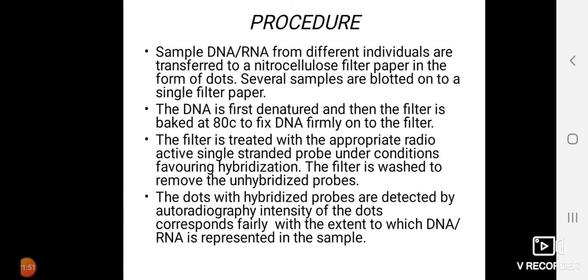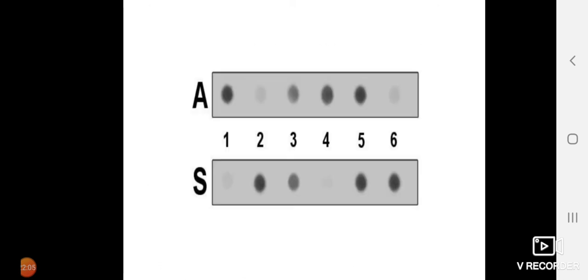The dots with hybridized probes are detected by autoradiography. The intensity of the dot can also be used for quantitative determination. So you can see how the dots appear in this method. This is the dot blot assay, which is very widely used. In terms of usage, it is similar to Southern or Northern blotting. The only thing is this method is used with great simplicity and rapidity.